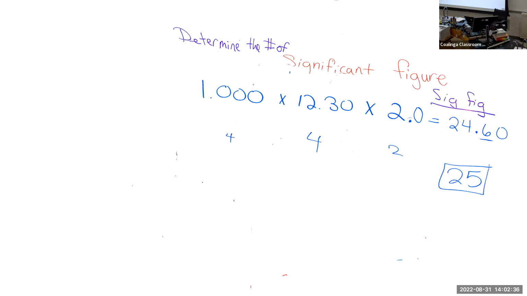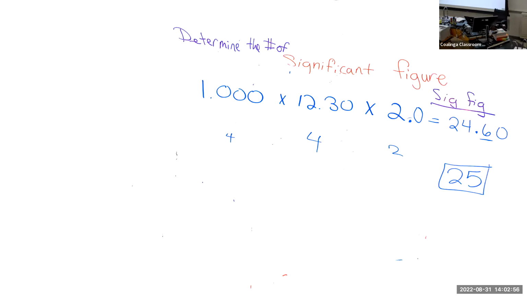So you basically do the calculations the same way, you just multiply everything and at the end you determine the sig figs. That is correct, yes. Okay, so you guys see that, right? Not too bad.